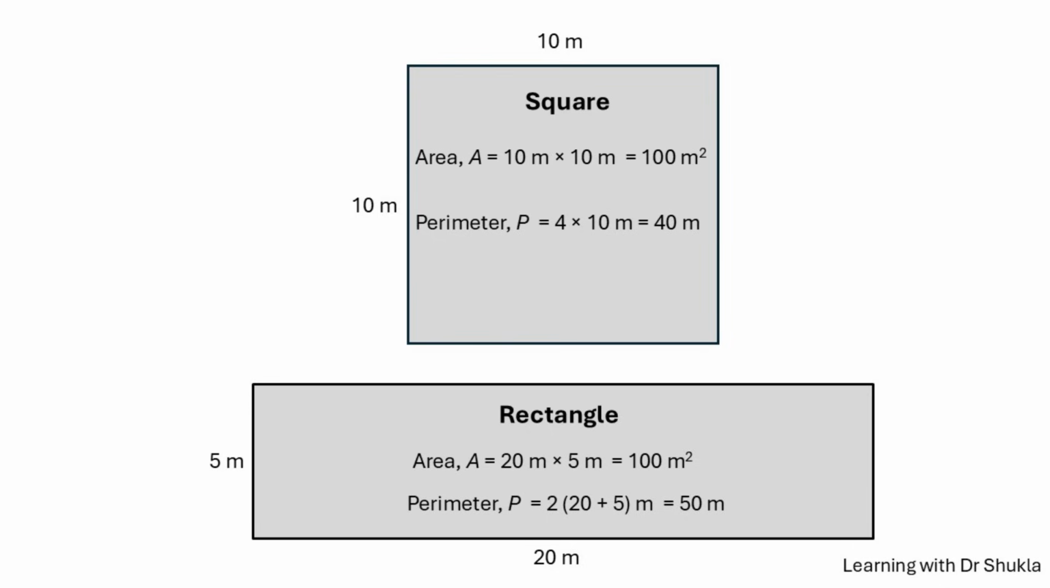First, consider a square house. A square with sides of 10 meters by 10 meters gives an area of 100 square meters. The total wall length or perimeter is 4 times 10, which is 40 meters. Now, consider a rectangular house with the same floor area. One possible rectangle is 20 meters by 5 meters, which also gives 100 square meters. Its wall length is 2 times (20 plus 5), which is 50 meters.